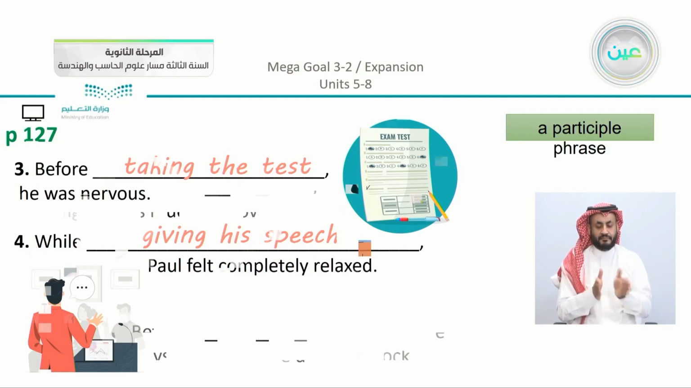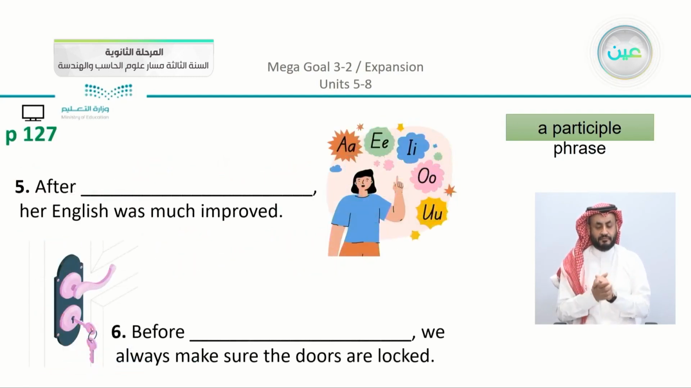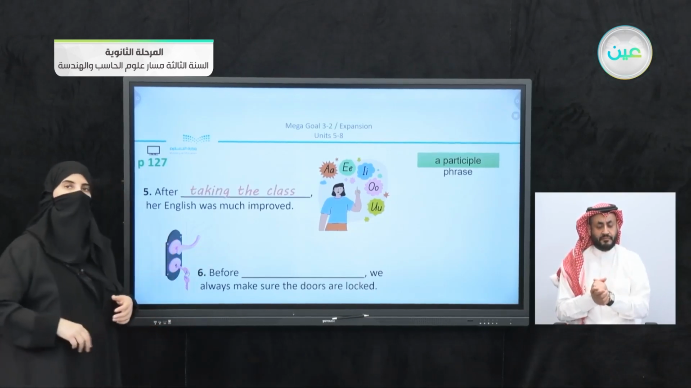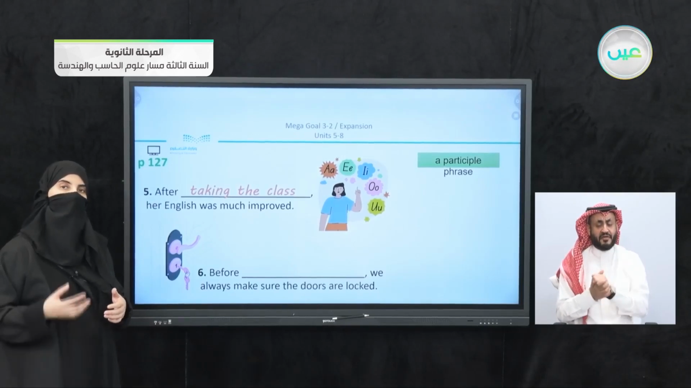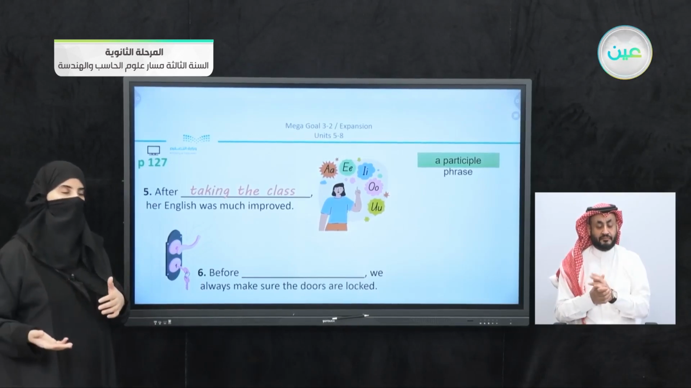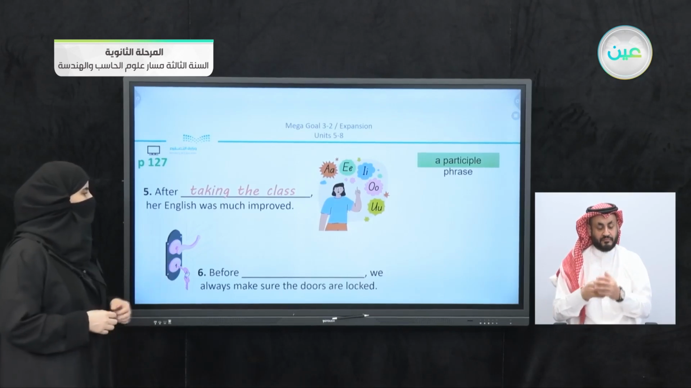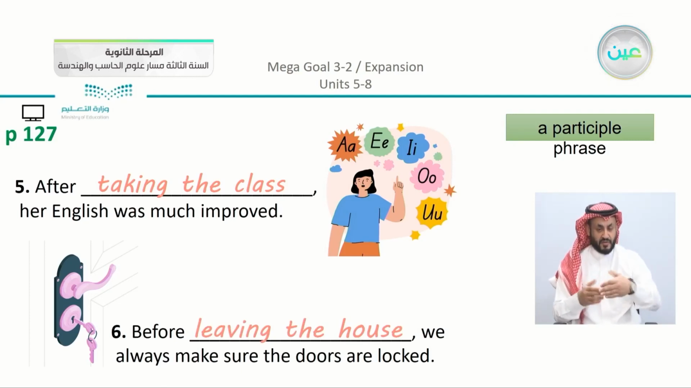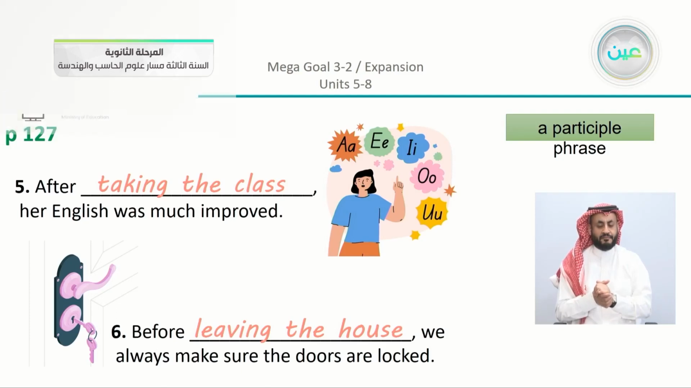Moving on. We have our last part. We have number 5, after blank, her English was much improved. So after what? We can say after taking the class or after studying the class. So here the most important thing is to use the participle. We have number 6, before blank, we always make sure the doors are locked. So before what? Now usually before leaving the house, we make sure that our doors are locked. So we have completed our exercises here.